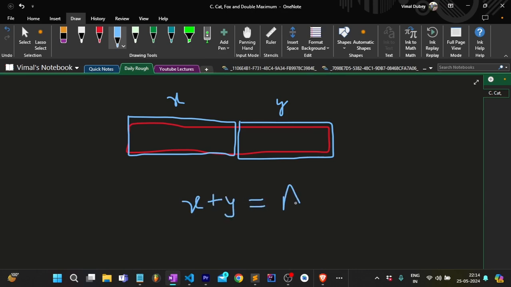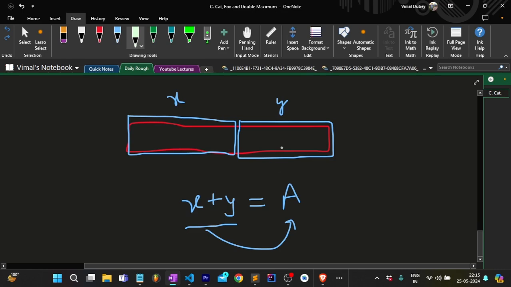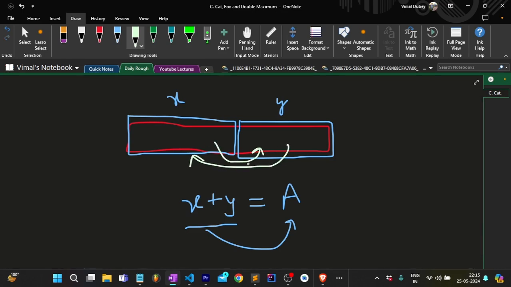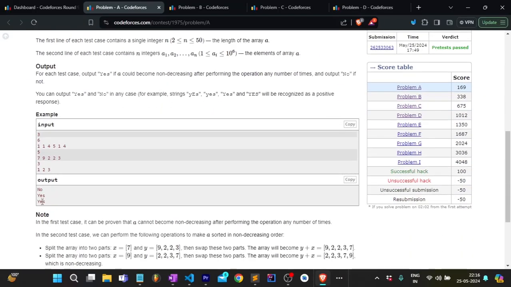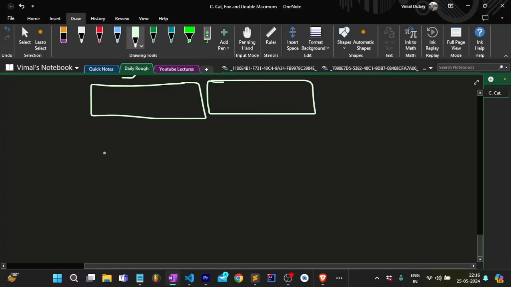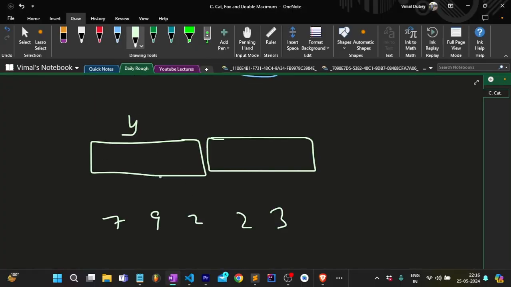Now what we can do is swap these two parts, the prefix and the suffix, in their respective positions, and we don't have the liberty to change the elements in the chosen prefix or in the chosen suffix. Let's take an example and try to understand with that. The example is 7, 9, 2, 2, 3.